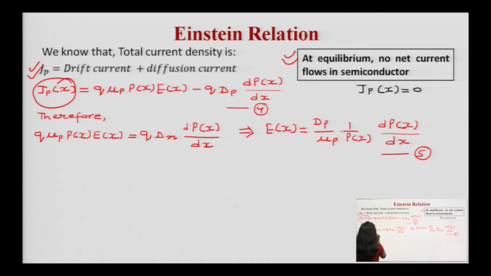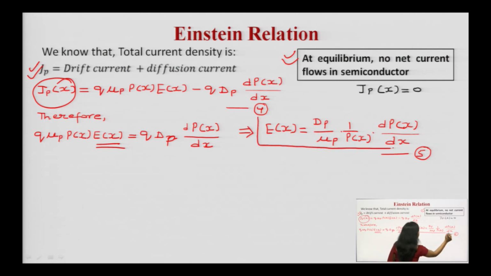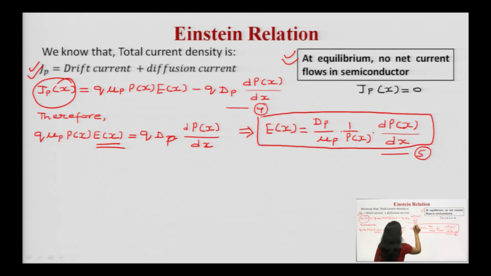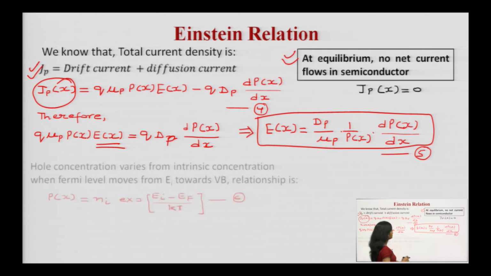Q mu p px ex, this is equal to this term, and from here you have simplified it and written the equation for Ex. Ex is what? See, this is dp upon mu p into 1 upon px into d of dx of px. Just you have rearranged the term, and now you are getting the equation of Ex, which we have mentioned as equation number 5.